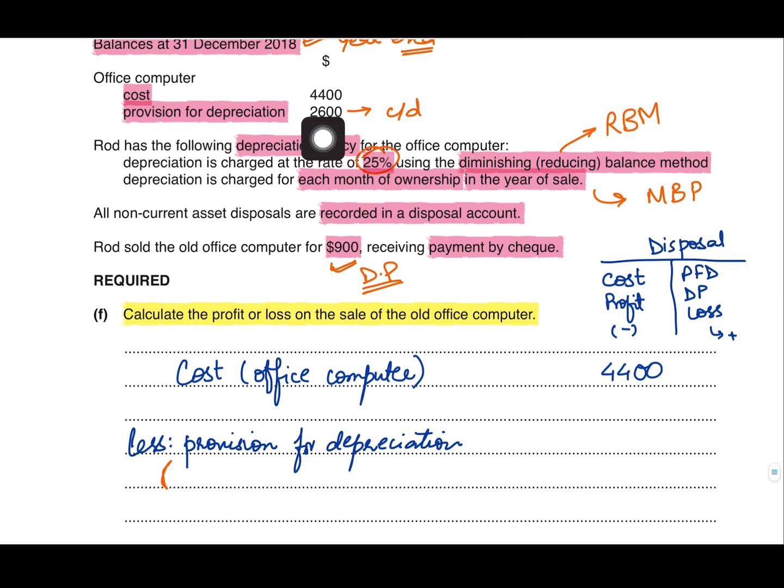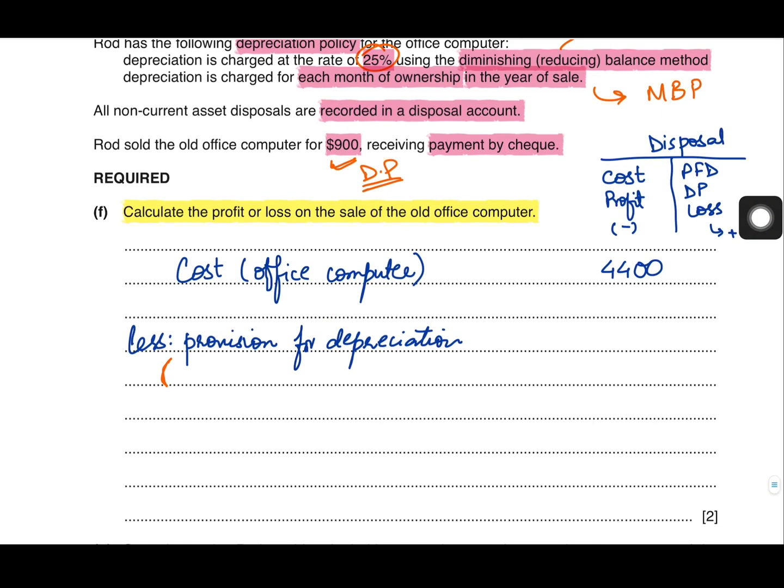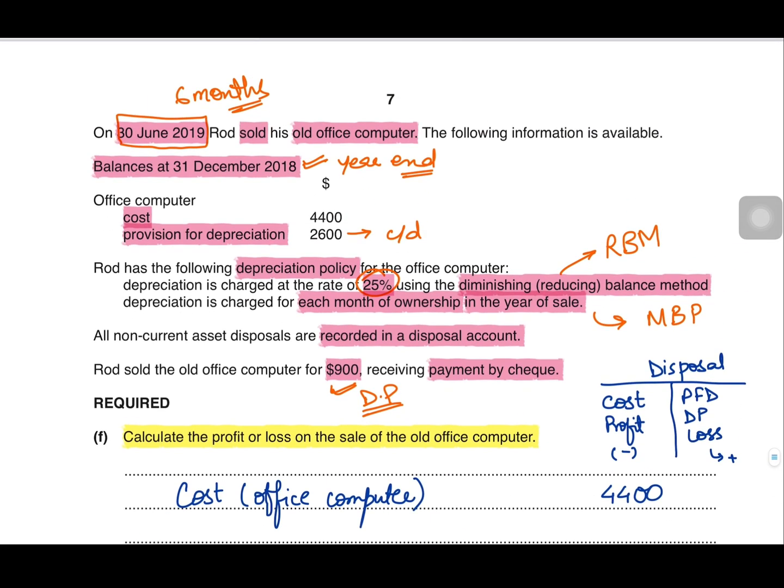Is this all the depreciation by which this asset has been depreciated till the end of its useful life, or till the date of its disposal? No. 2600 will be taken, of course, because this is the depreciation till 31st of December 2018. However, the policy was to depreciate the asset for each month of ownership in the year of sale. The year of sale is the next year, 2019, and the computer remained in the business in that year for 6 months, right?